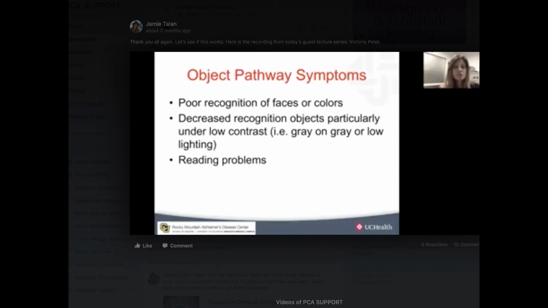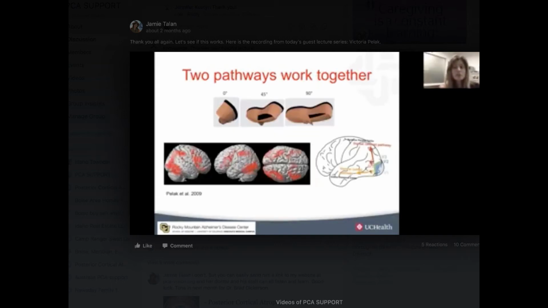Now, of course, there are other symptoms that we'll talk about that come with PCA, but before we do that, I don't want to misguide people to think that these two pathways don't work together. They work together very strongly to help create images and create a good understanding of what's going on. And that may be another problem with PCA, is that if these two pathways are not well connected and working together, it may be very difficult to understand the visual world.